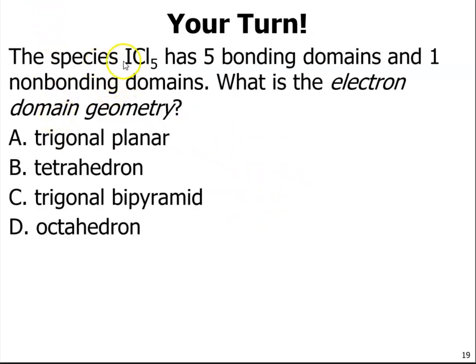Now, another one: a species, iodine pentachloride, has 5 bonding domains and 1 non-bonding domain. What is the electron domain geometry? Just a hint here: electron domain geometry is talking about where all of the electrons are. They count whether they're bonded or non-bonded.